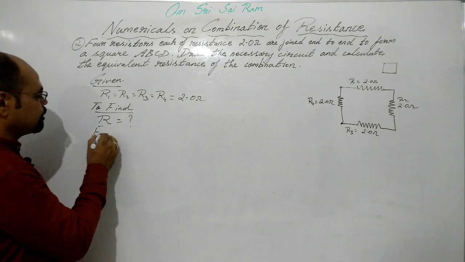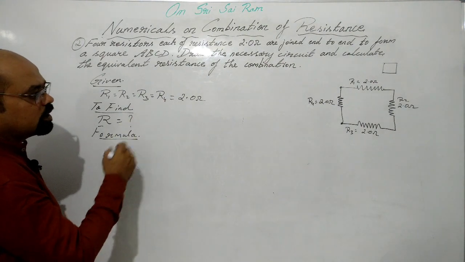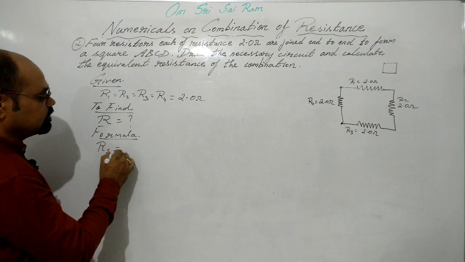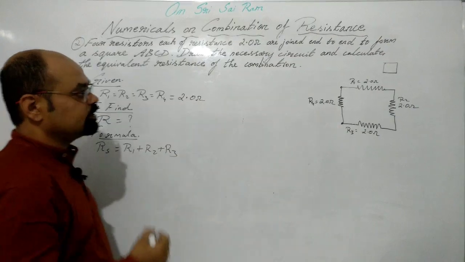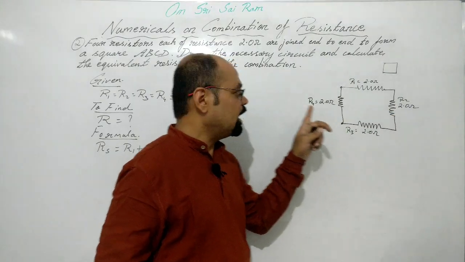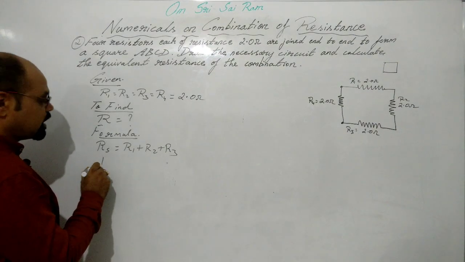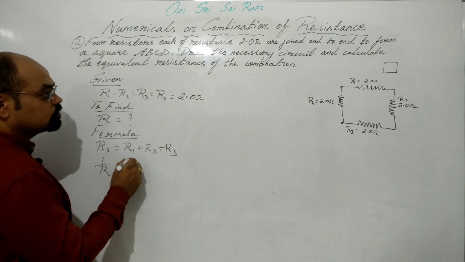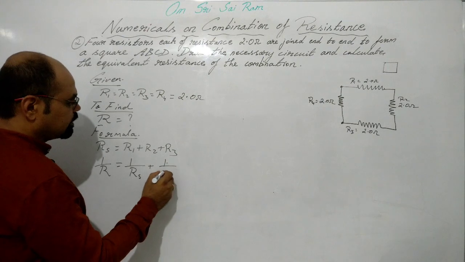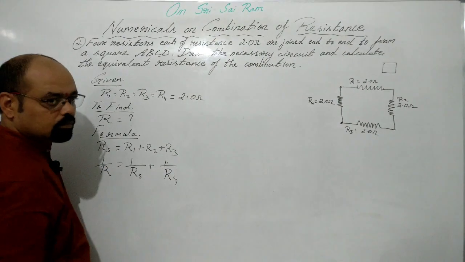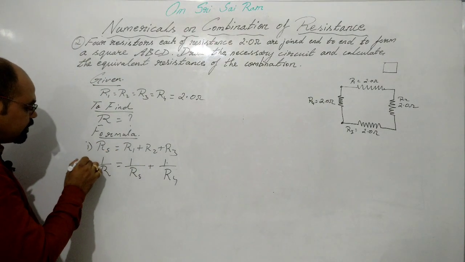Now the formula I can take for resistance in series: Rs is equal to R1 plus R2 plus R3. That is these three resistors. And when we get this total, 1 by R is equal to 1 by Rs plus 1 by R4. Okay. So now these are the two formulas we are using.